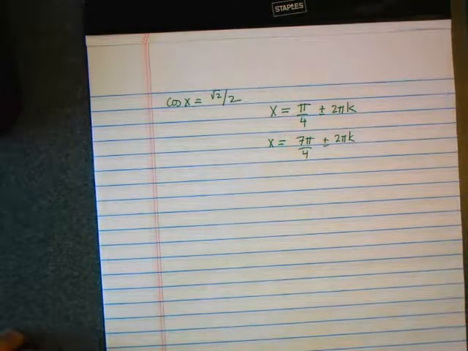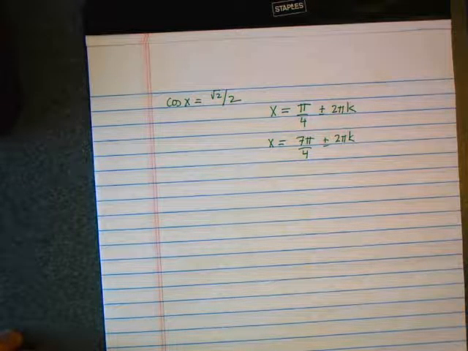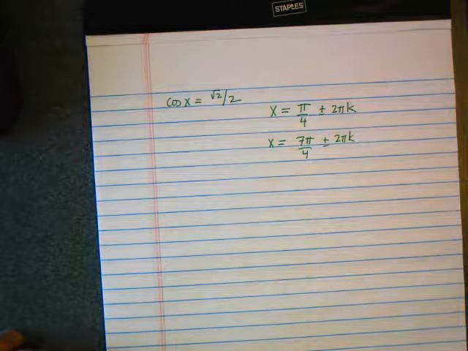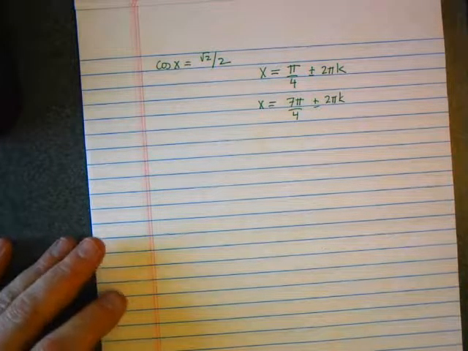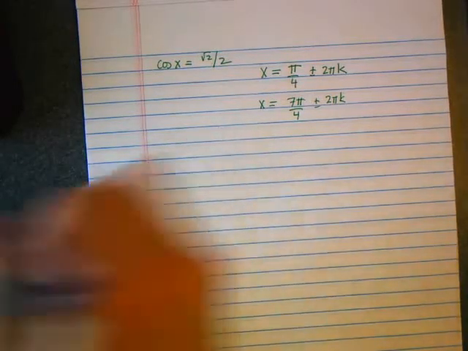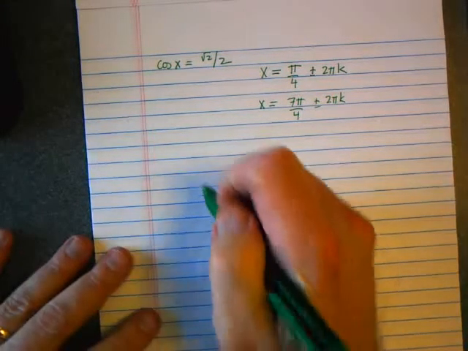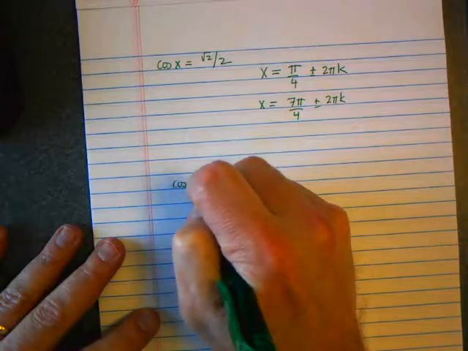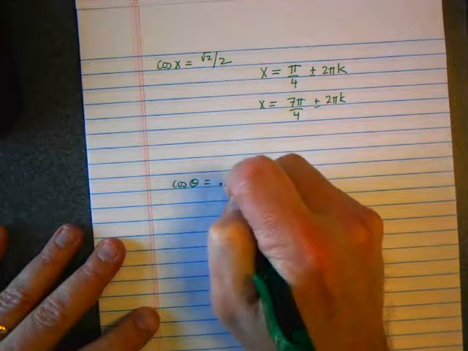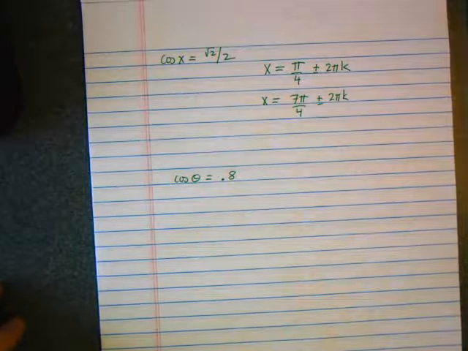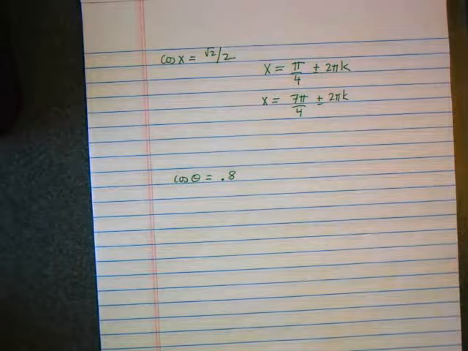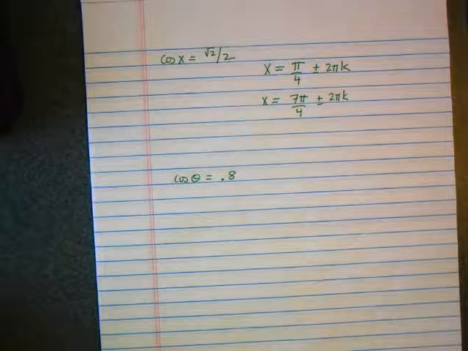Oops, got to go back here. All right. Well, the next problem on my homework for WebAssign, as long as I'm doing homework off of WebAssign, has cosine theta equals 0.8. Unfortunately, 0.8 is not one of those nice numbers that I've memorized on my chart. So what do I do?